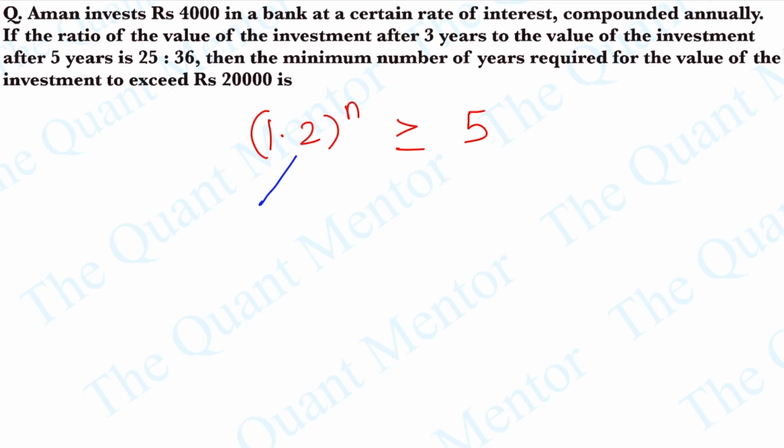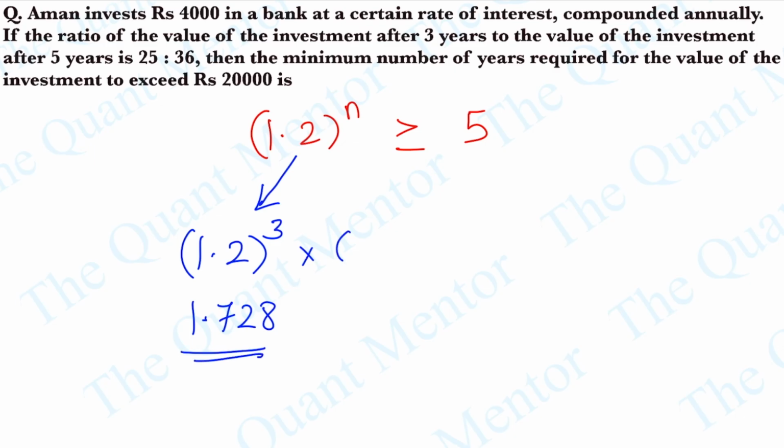A slightly better or a logical way of looking at this would be, we know that 12 cube is equal to 1728. So 1.2 cube should be 1.728. So if n was 3, it would still be 1.728 but not 5.